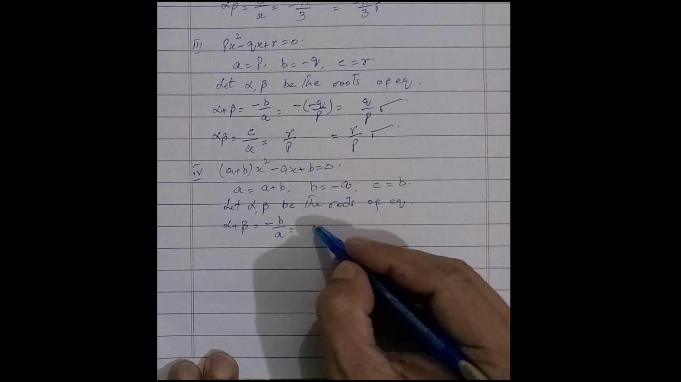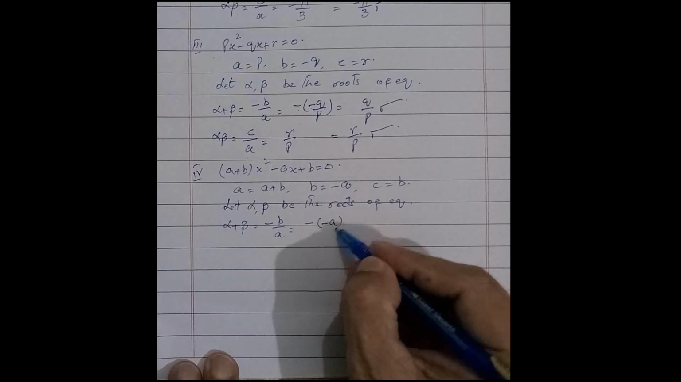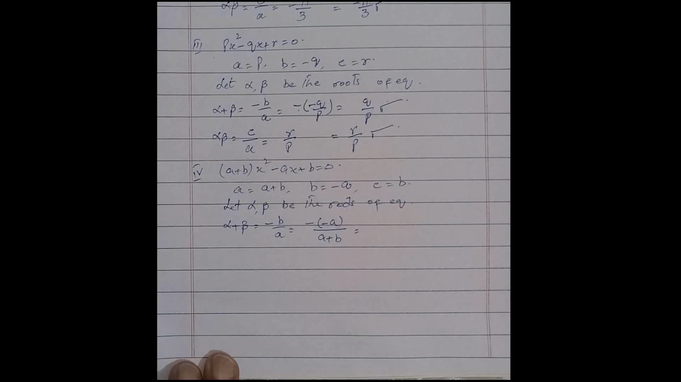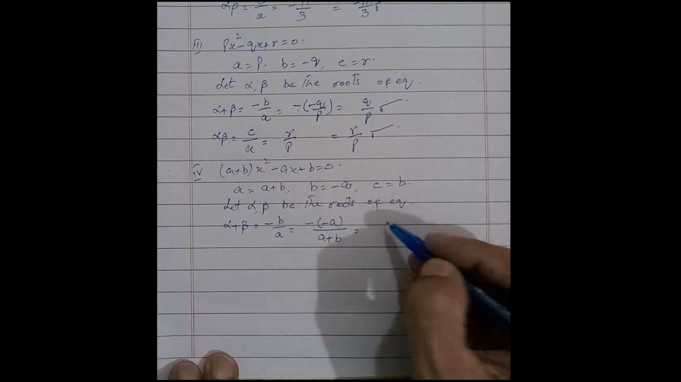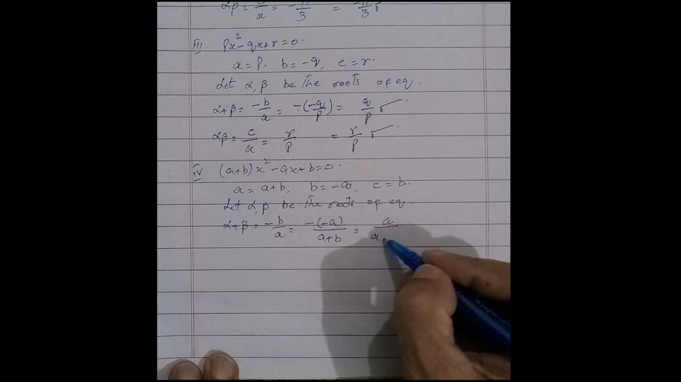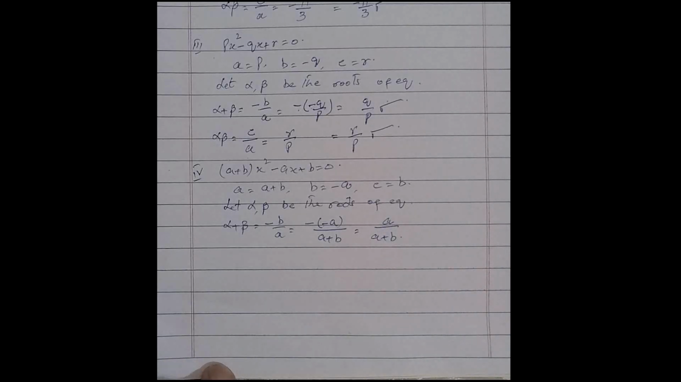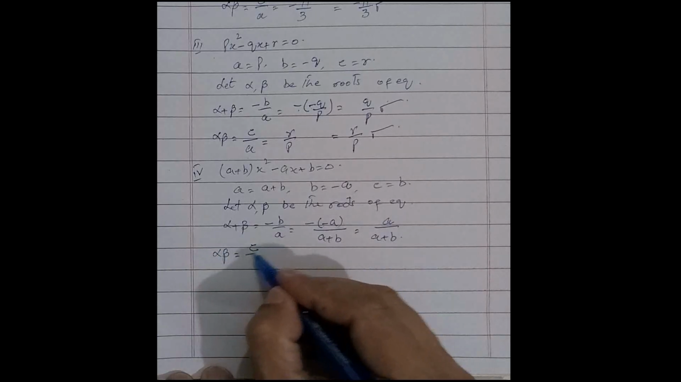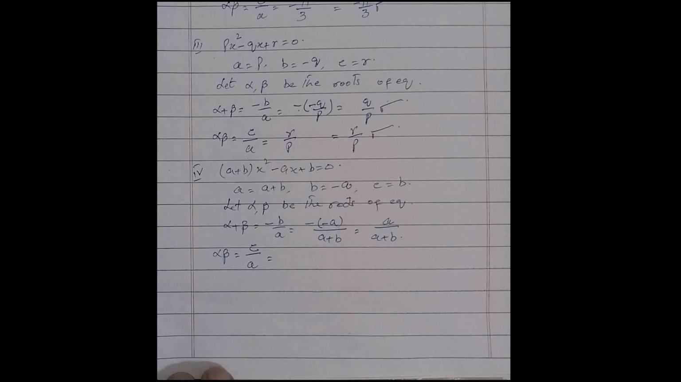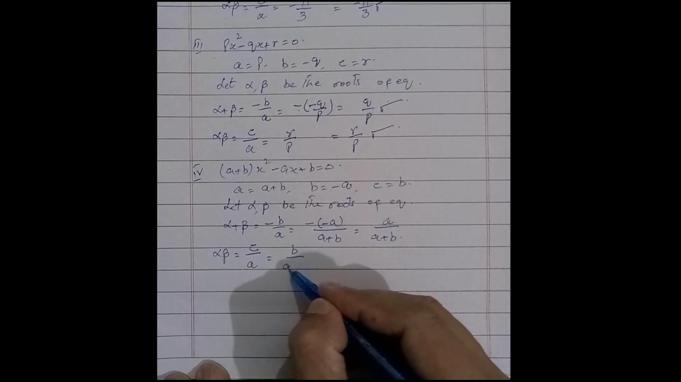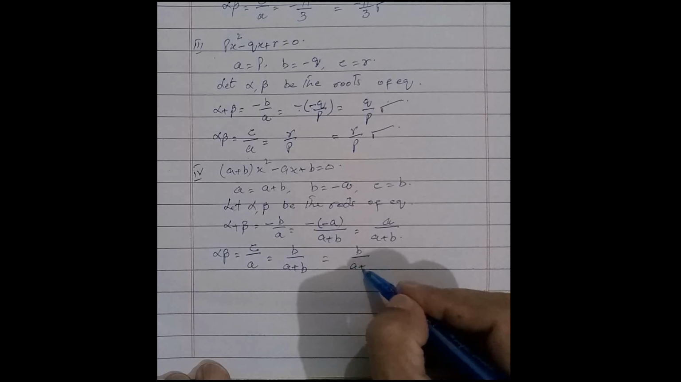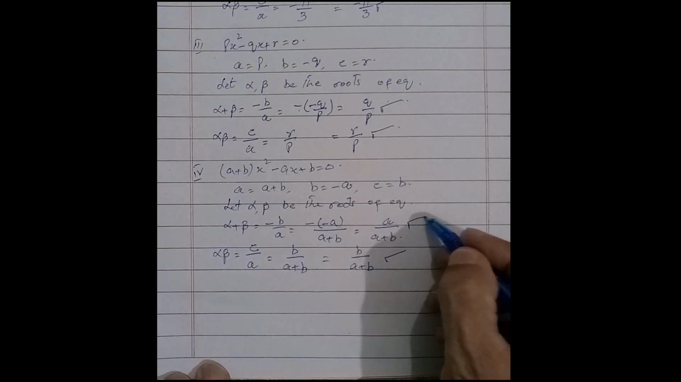b is equal to minus a, so we put the value of b: minus of minus a over a plus b. By simplifying, minus multiplied by minus, we get plus a over a plus b, which is the sum of the roots, and the product of roots is c over a. So we put the values of c and a, we get b over a plus b, which is the product of the roots.